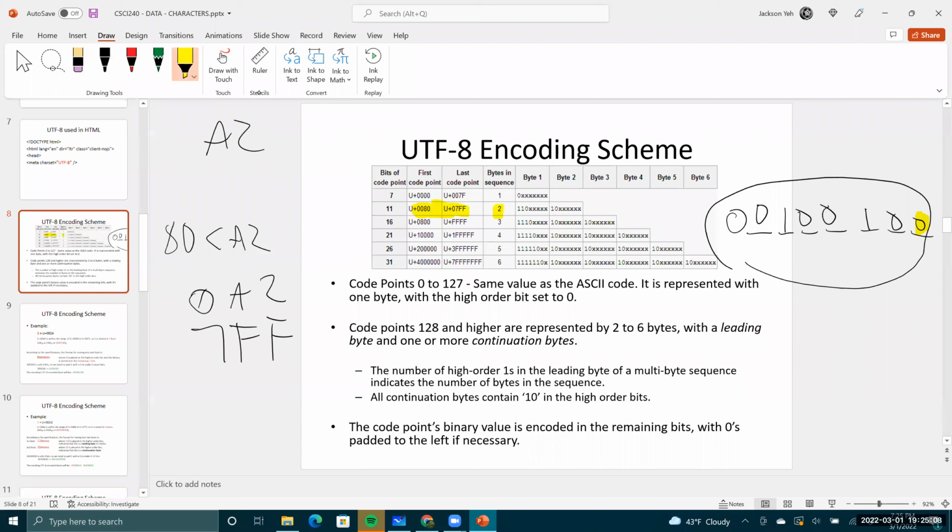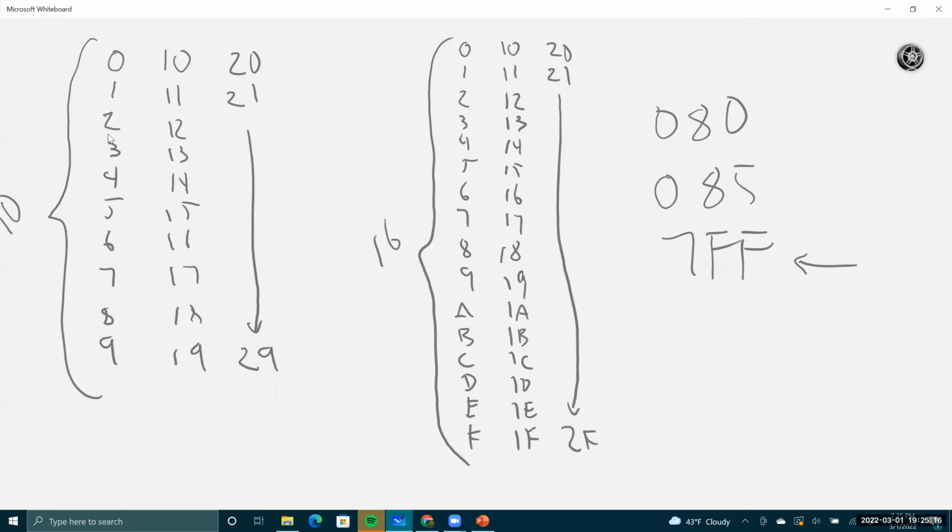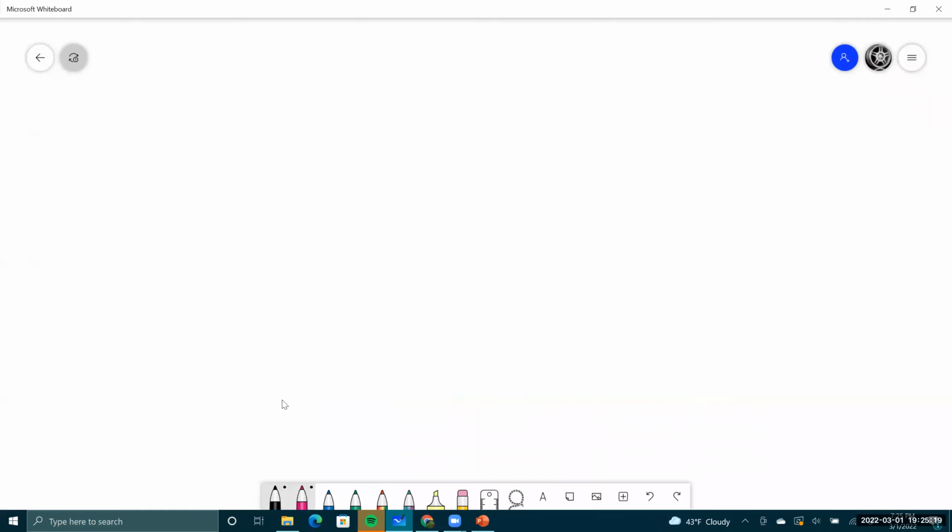Now, because it takes 2 bytes, we know that it's going to follow this pattern. So let me open up the whiteboard. We have A2. We know that it takes 2 bytes. So because there are 2 bytes, the leading byte is going to look like this, 110, to show that there are 2 bytes. And then I have 5 more bits for my value. And then the trailing byte, or continuation byte, will be 10, because they always follow the format of 10, and then 6 bits. Okay, so it's going to follow that template.